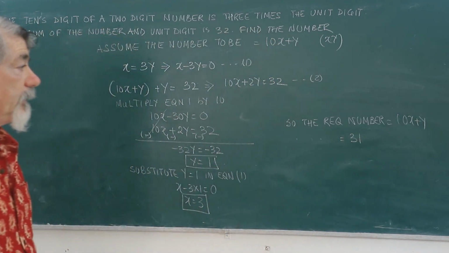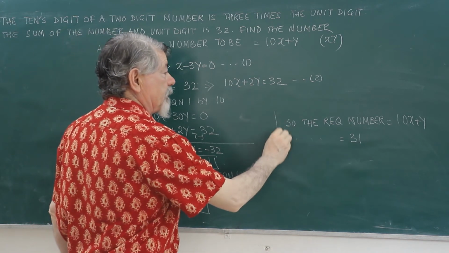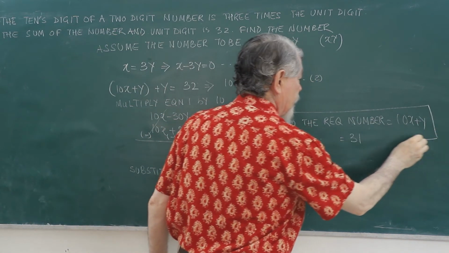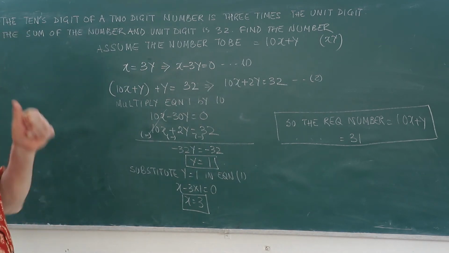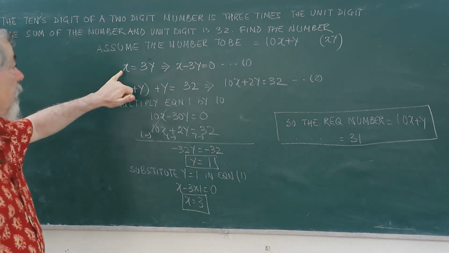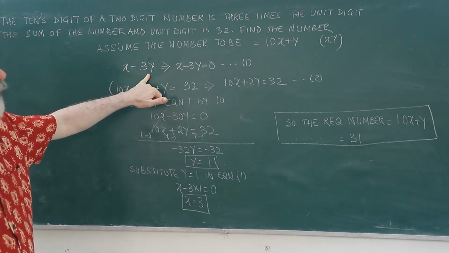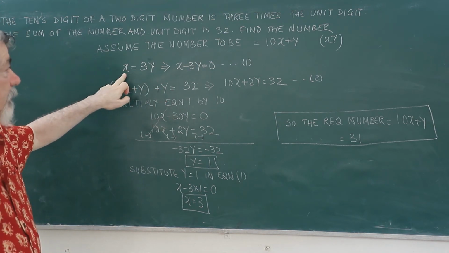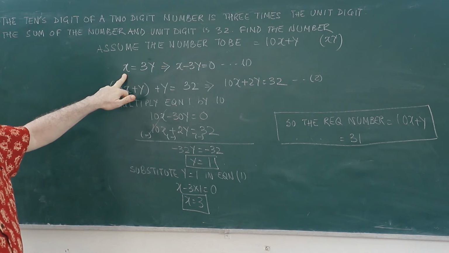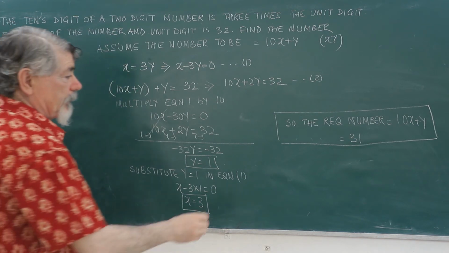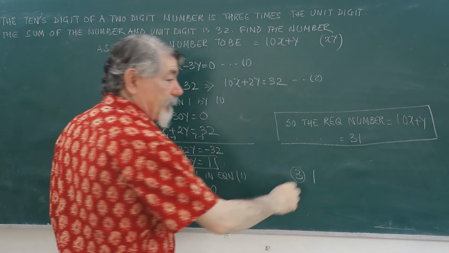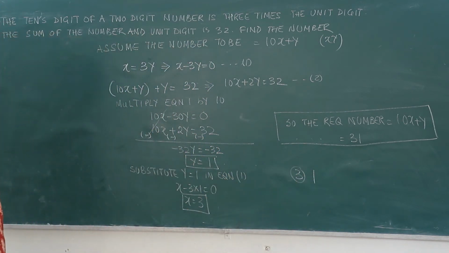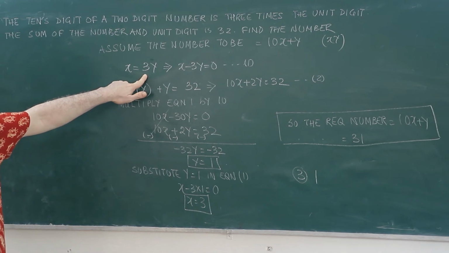It comes out to be 31. So the required number is 31. Now you can check whether your number is right or not, in the sense that it says the tens digit is 3 times the unit digit. In 31, the tens digit is 3, which is 3 times 1. The first condition is satisfied.